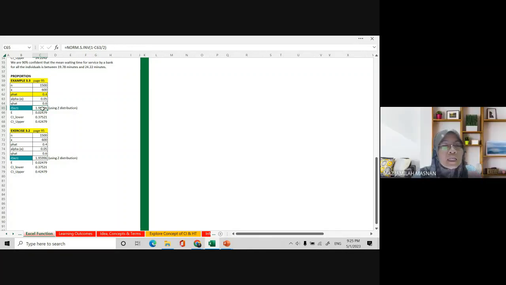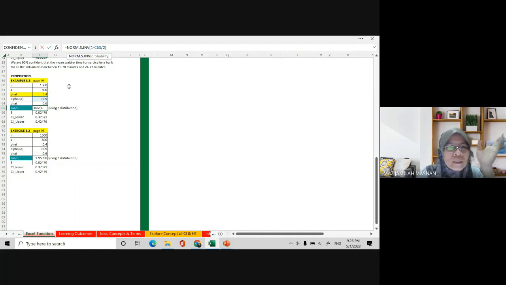Okay. This is the same as what you got in the table. If you go to the table, for alpha over 2 is 0.025, right? It will give you 1.96. But using the Z distribution, we should use this function: NORM.S.INV. Why not NORM.INV? And we are using 1 minus of what? 1 minus of C63. C63 is the alpha value.